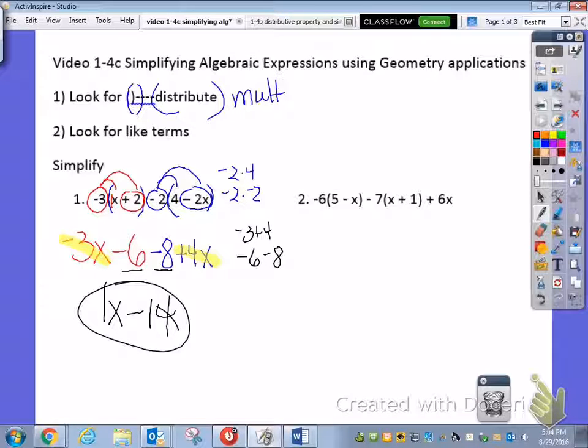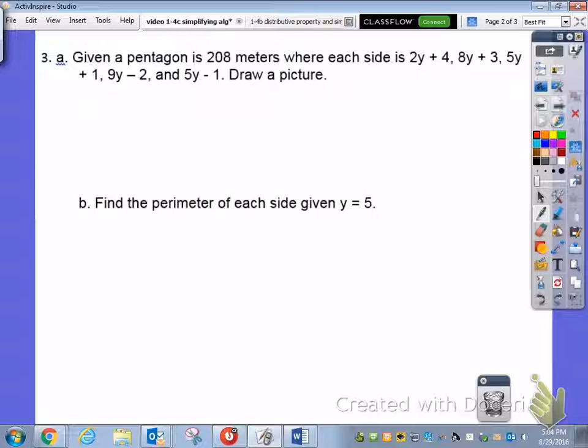So I want you to try number 2, and we'll go over that tomorrow and see how you did. On number 3A, it says, given a pentagon is 208 meters, where each side is 2y plus 4, 8y plus 3, 5y plus 1, 9y minus 2, and 5y minus 1. Draw a picture. Okay, penta means 5. So I have a 5-sided pentagon.